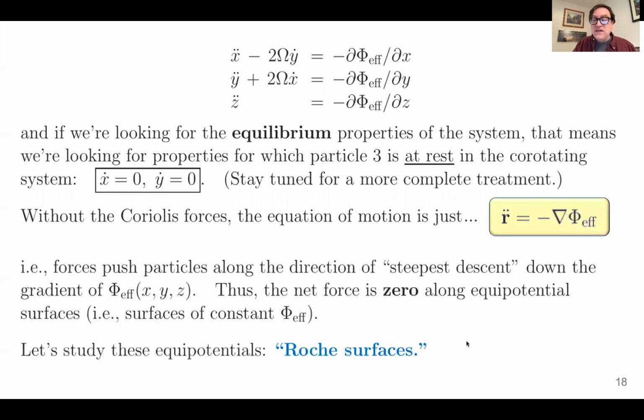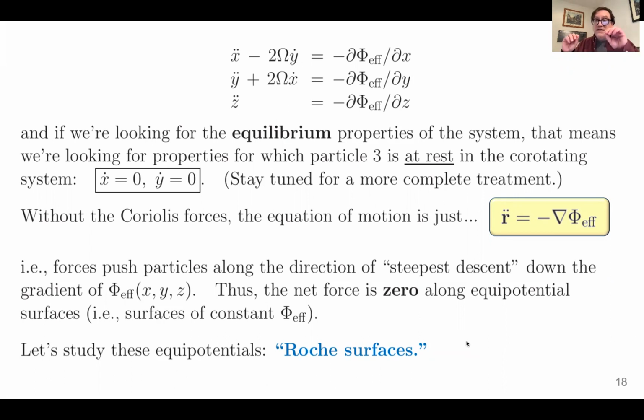Without the Coriolis forces, the equation simplifies down a lot more, and it becomes much more straightforward to write it in vector notation. What this really means is you've got an acceleration on the left-hand side and the gradient of a potential on the right-hand side. So in 3D space, the acceleration on the particle depends on how this scalar function, the effective potential, changes as a function of x, y, and z.